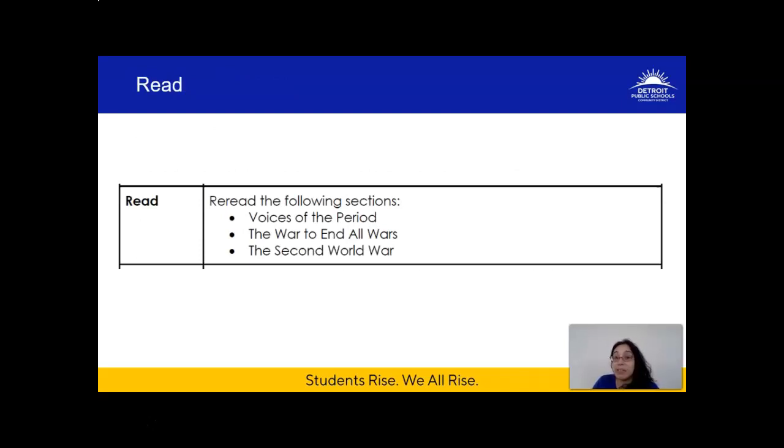So to reread today, you'll be rereading these 3 sections that you see on the screen here. Voices of the Period, which is that really short section on page 17, that first column of the text; The War to End All Wars; and the Second World War. So those 3 sections. Pay particular attention to the quotes in the Voices of the Period section, and also to the effect of the 2 world wars.